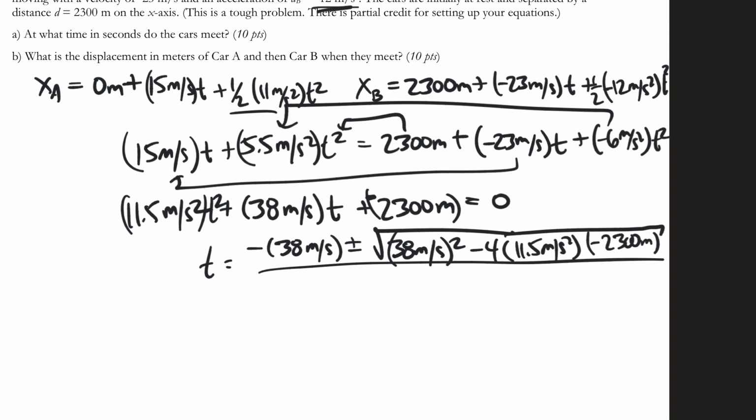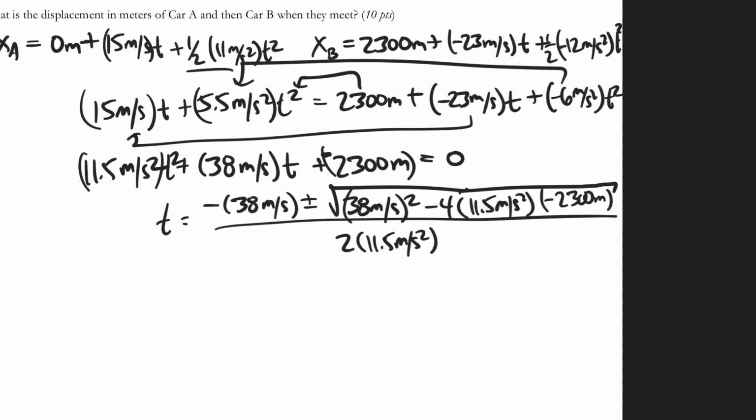Okay, all divided by 2 times 11.5 meters per second squared. One of the interesting things here before I continue, and I wish I had pointed this out earlier, is to note that even the quadratic formula works with units. We've got meters per second squared here, and when we take the square root, we're going to get meters per second. So all along the numerator, we're going to end up with meters per second, divided by meters per second squared on the bottom, and so we're going to get seconds.